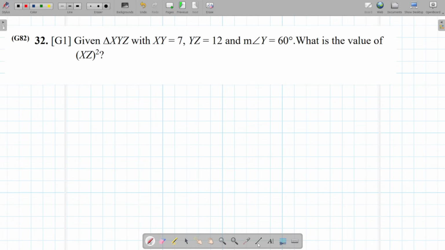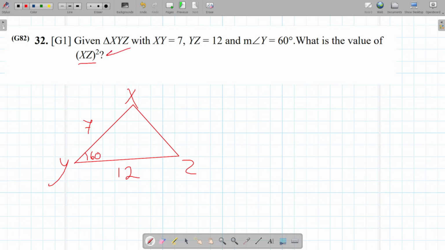Again, triangle XYZ, draw it. Okay, XYZ. YZ is 12, XY is 7, angle Y is 60 degrees. What is XZ squared? Obviously they're asking to use the cosine rule. Okay, XZ squared, what's the cosine rule? Equals the other two sides squared, 7 squared plus 12 squared minus 2 times the other two sides, 2 times 7 times 12 times cosine of the angle 60.